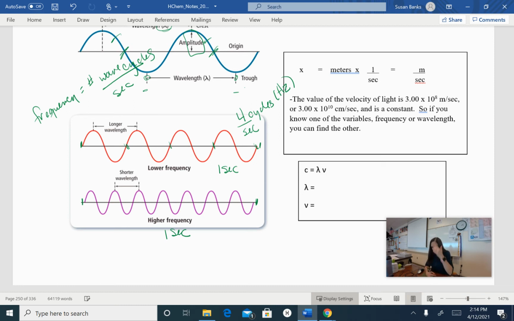Okay, let's look at this purple one. How many cycles do we have in that 1 second? I want you to take a minute.